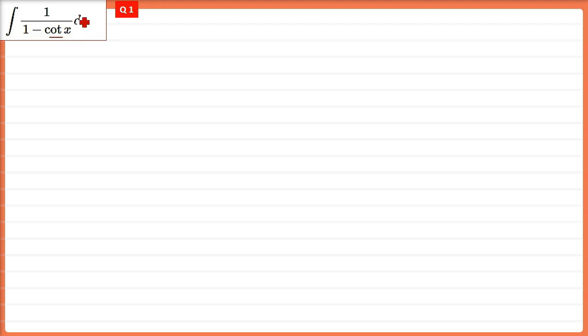So let's change this cot x into cos x and sin x form. So this denominator will be 1 minus cos x by sin x. So this will give you what? 1 divided by, let's take LCM of the denominator, sin x minus cos x, and this sin x in the denominator goes up. It will go in the numerator. Now sin x minus cos x will come in the denominator.